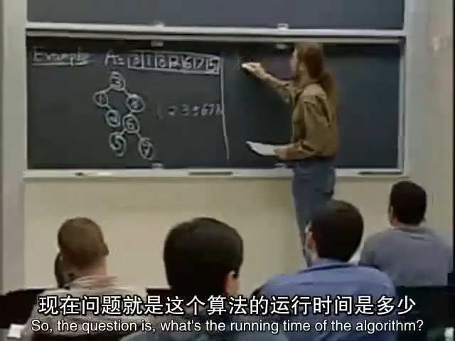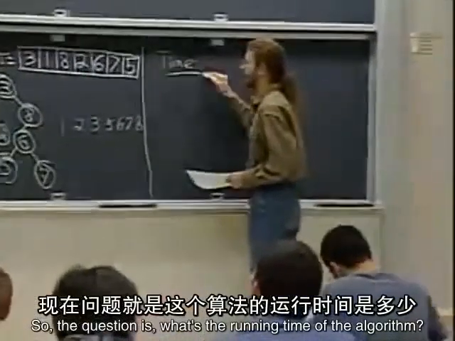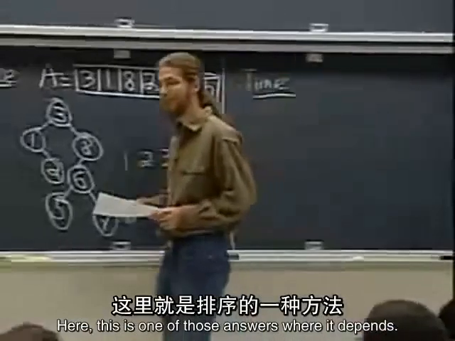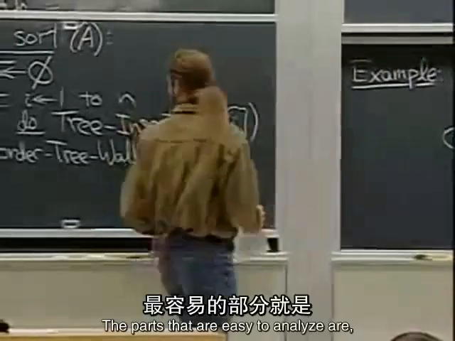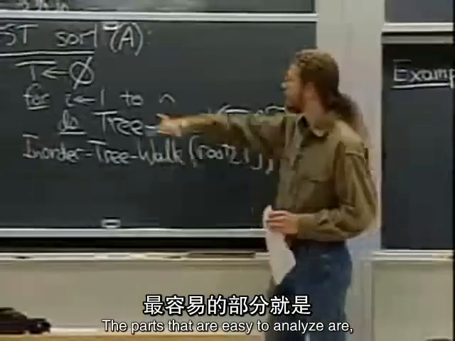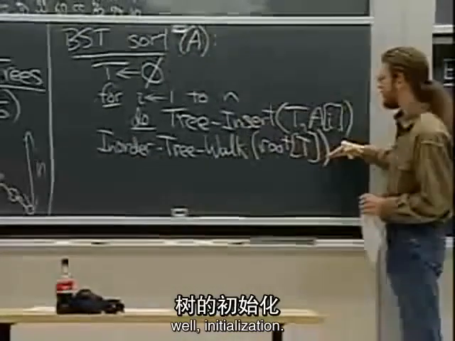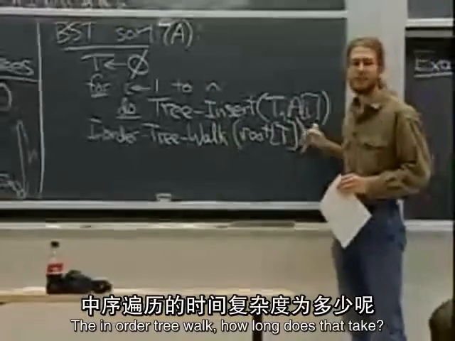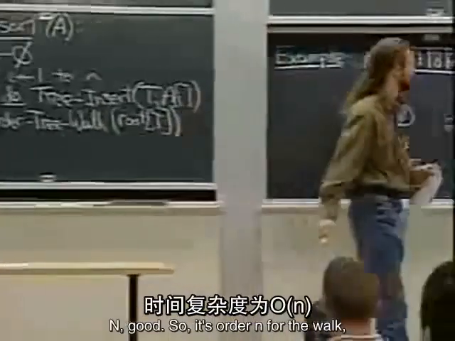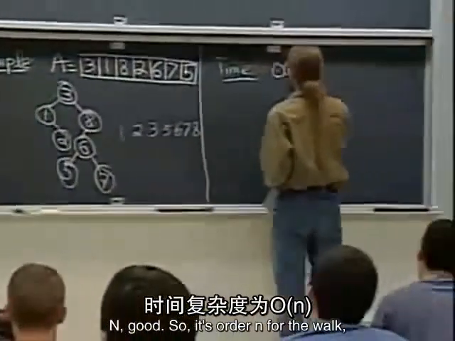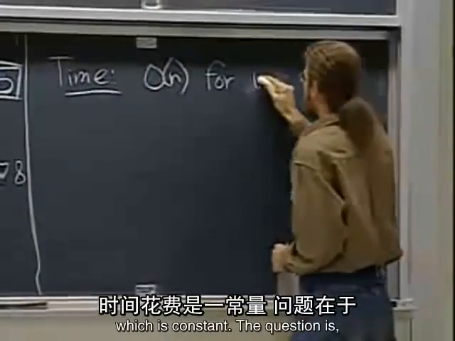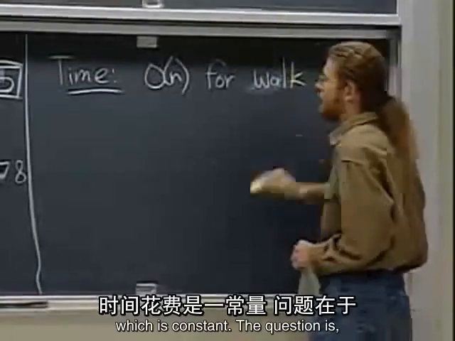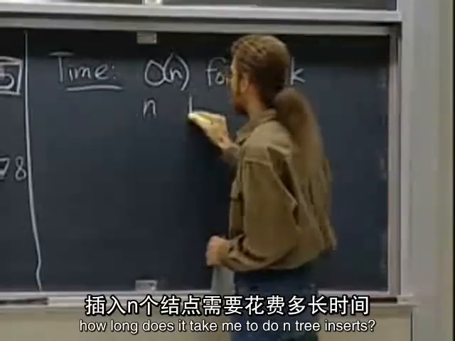So the question is, what's the running time of this algorithm? And this is one of those answers where it depends. The parts that are easy to analyze are, well, initialization. The in-order tree walk, how long does that take? N, good. There's order n for the walk, and for the initialization, which is constant. The question is, how long does it take me to do n tree inserts?